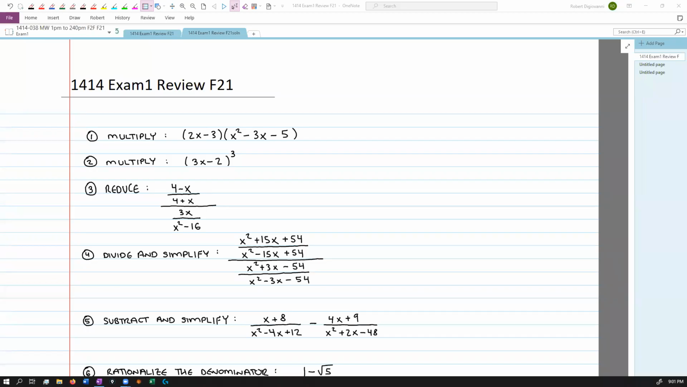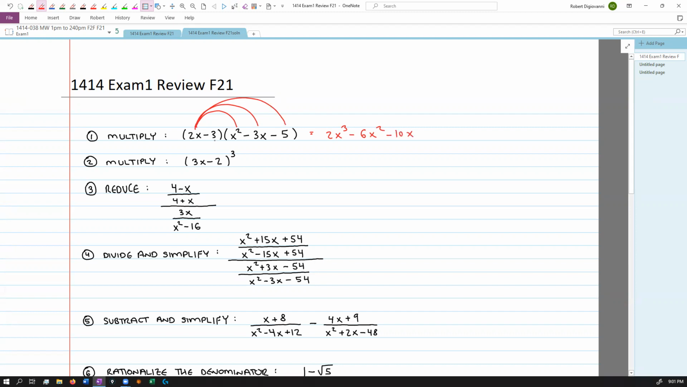Okay, working exam 1 review solutions here. First one, we're going to multiply this out. So we're going to multiply here to here first. That'll give us 2x cubed. Then we'll go 2x times negative 3x, gives us negative 6x squared. And then 2x times negative 5 gives us negative 10x.